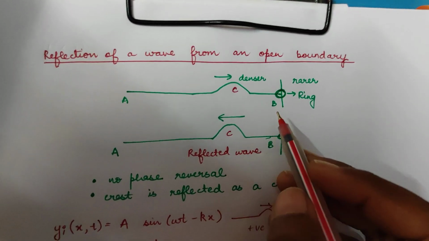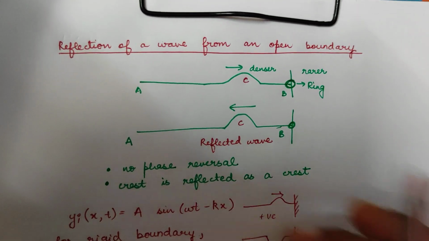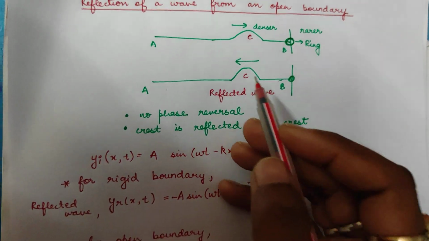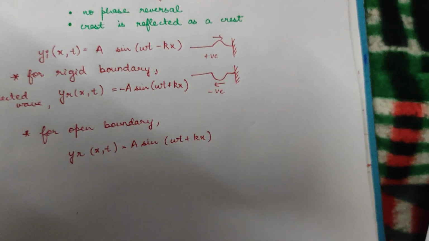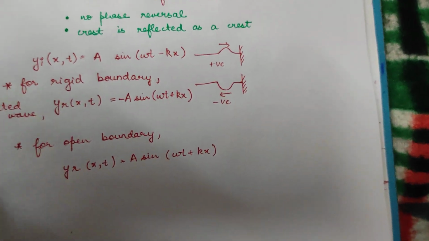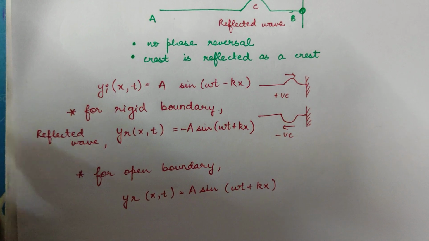Here the only change is due to the change in direction. First of all, it was moving along the positive x-axis. Now it is moving along the negative x-axis. So due to this only there is a change in phase, which is a sine(omega t plus kx). Fine? Is it clear to everybody?